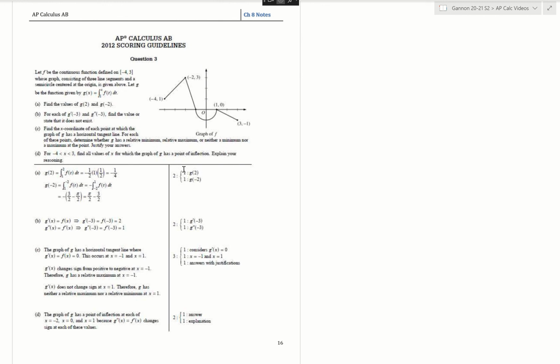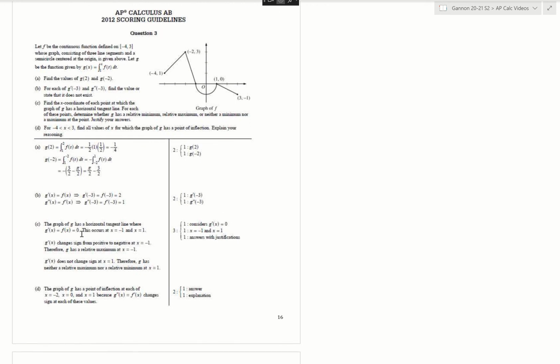So part A was worth 2 points, 1 for g of 2, 1 for g of -2. Part B was worth 2 points, 1 point for g prime of -3, 1 point for g double prime of -3. Part C was worth 3 points, 1 for identifying essentially critical values, so when the derivative was 0, 1 point for identifying those values, and then 1 point for your answer with justifications. And then part D was 2 points, 1 for your answer, and then 1 for your explanation. You have to make sure you give complete answers to get all these points.